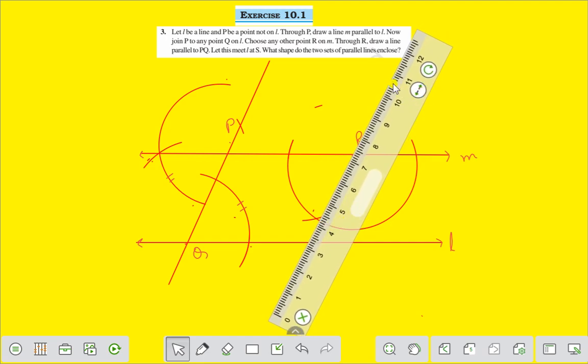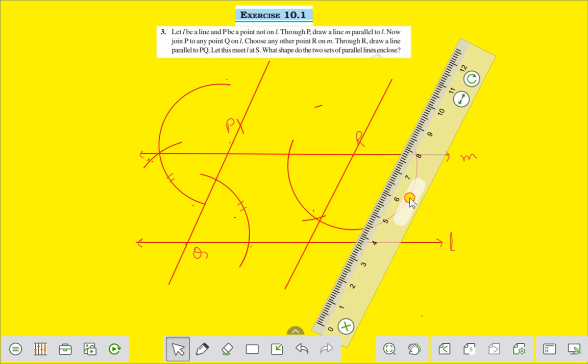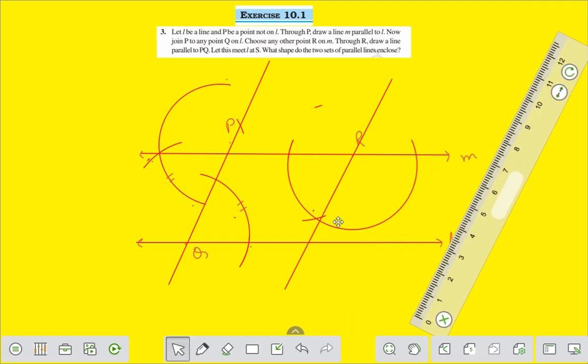Now draw a line here, to make it perfectly, right. Now we'll take another name. The name is PQR and this is S point. This point is S, right.